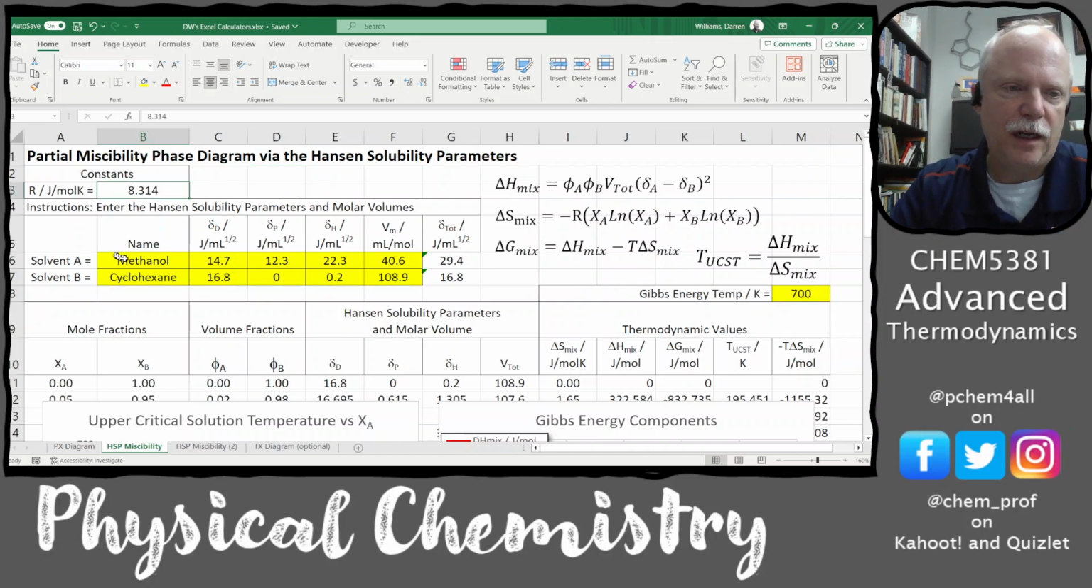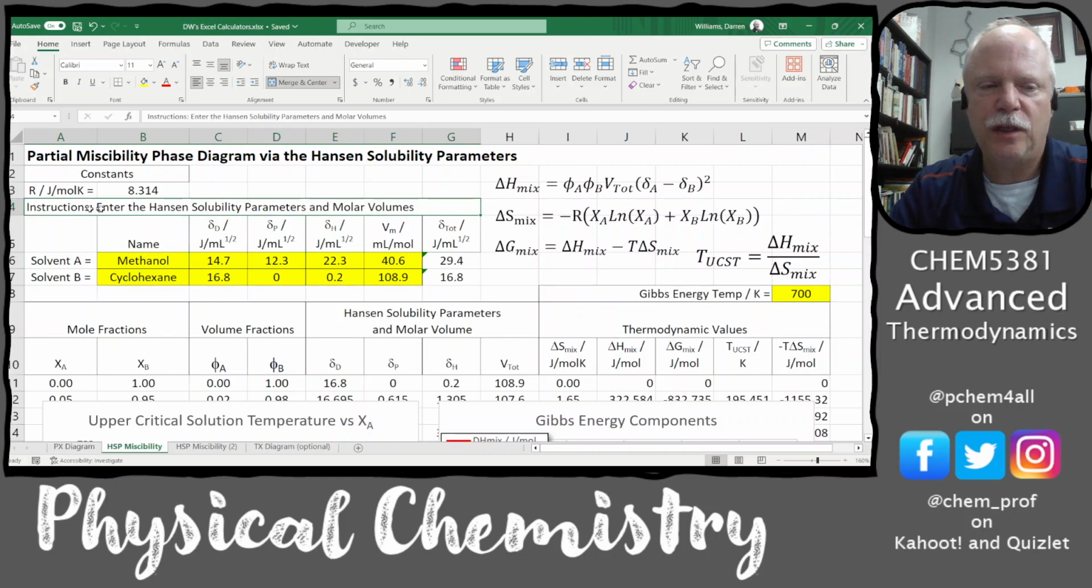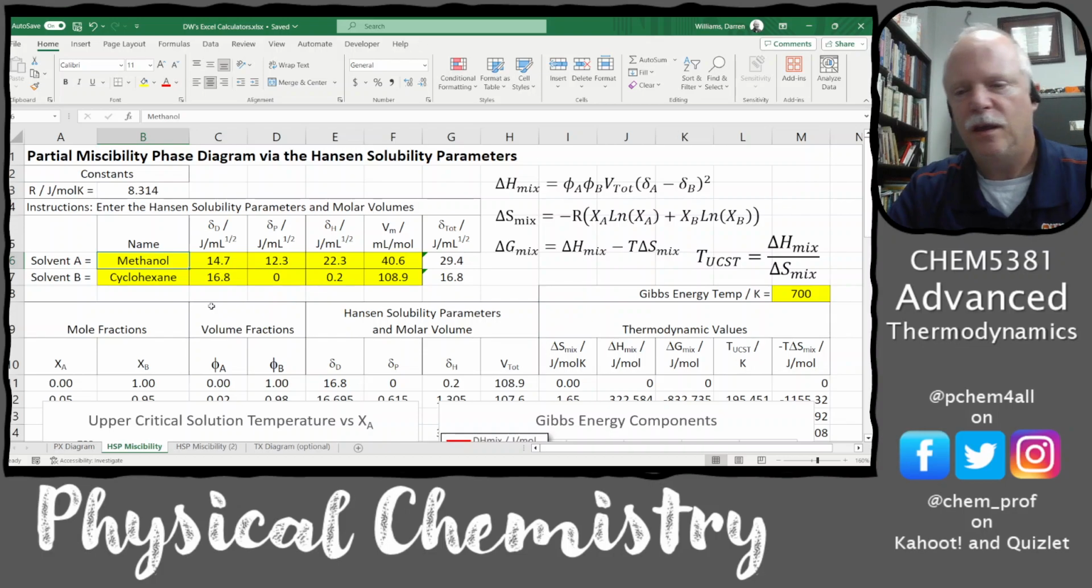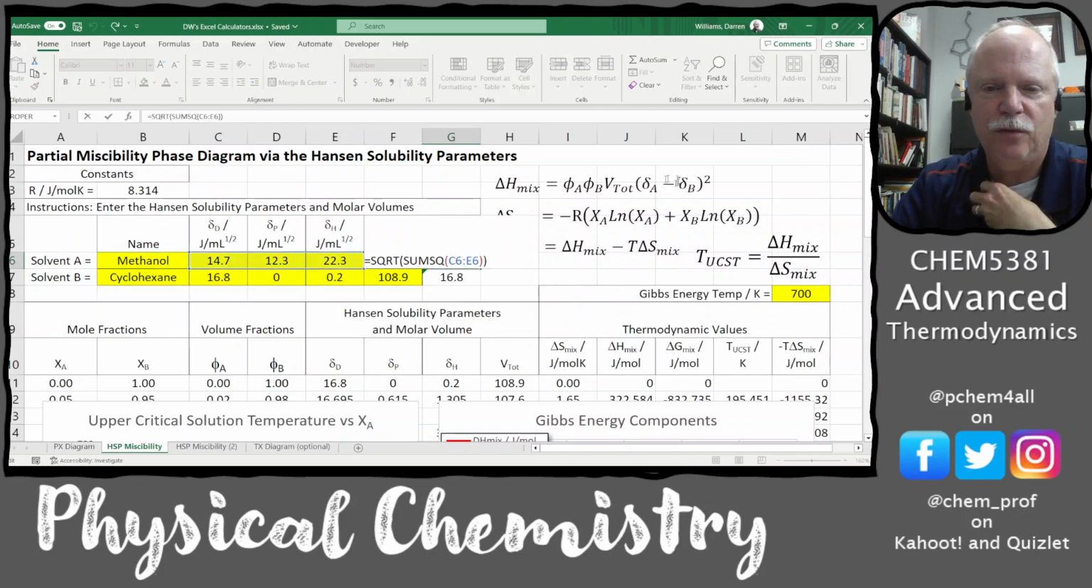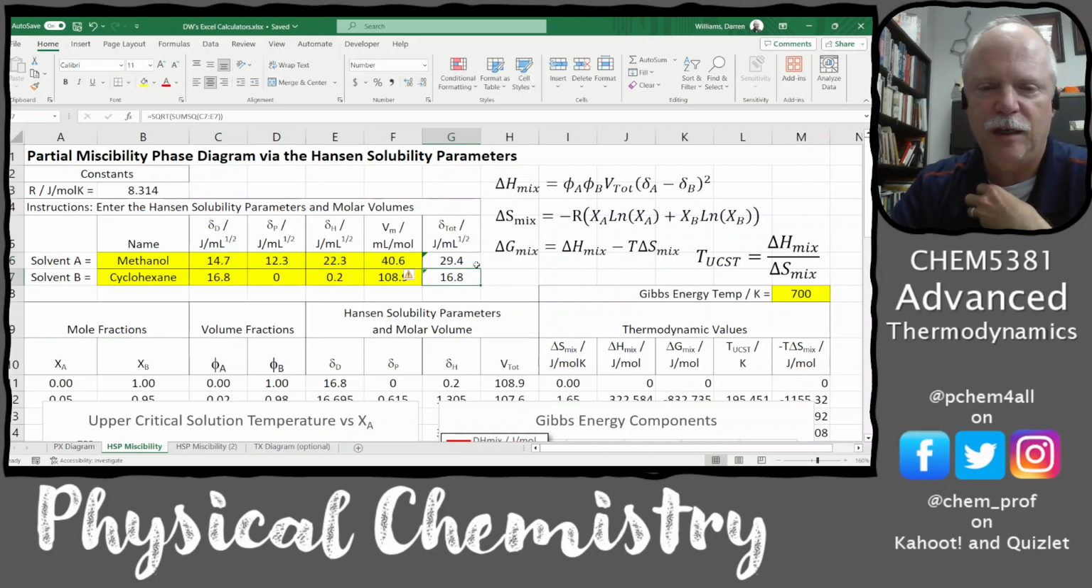I've got my gas constant here, and then what you have is the instructions for the user. Enter the Hansen solubility parameters and molar volumes. So I go to my database of Hansen solubility parameters, and I put in these two, one for methanol, one for cyclohexane. Got the units in here, you can see. I go ahead and calculate the total, because that's going to be needed for the delta H of mixing equation. So I've got the sum of squares, so it's going to square each of those values and add them together, and then take the square root. So that's my total Hansen solubility parameter, also known as the Hildebrand parameter.